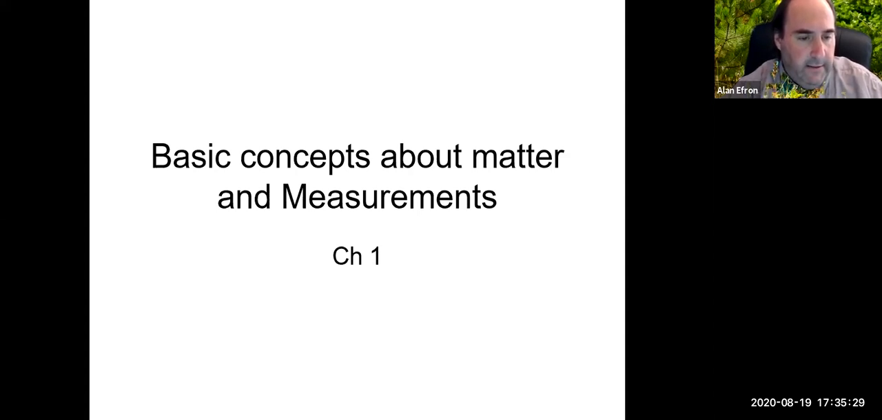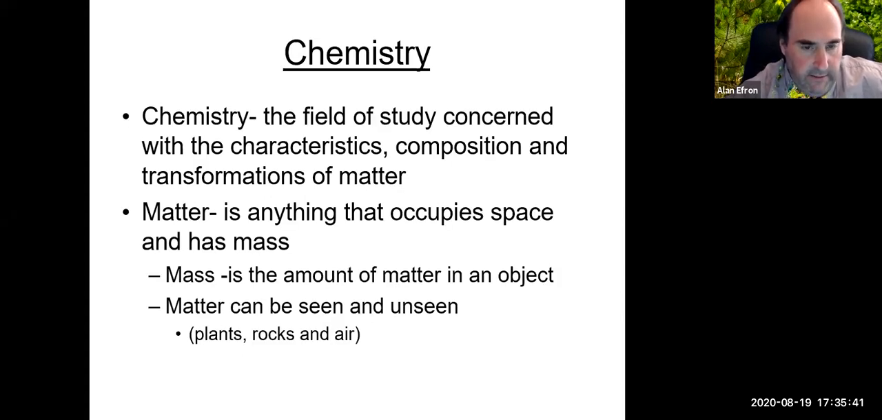Okay, let's see here. So let us get started. Again, chapter one, talking about matter and measurements. First off, let's talk a little bit about chemistry and what's involved with it. Chemistry is the field of study that really does involve matter. A lot of what we look at in terms of matter is the changing of that matter, a lot of times from one state to the next. Matter basically is anything that has mass and occupies space. And that's pretty much everything there is.